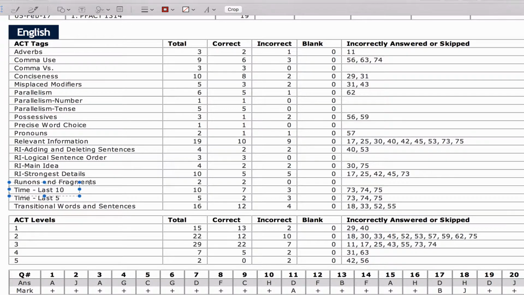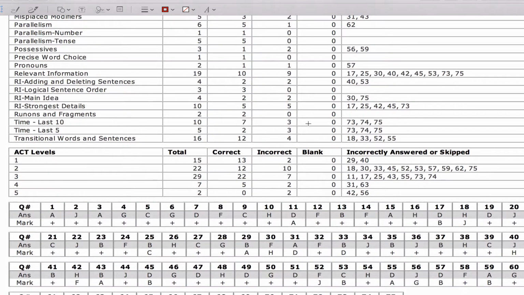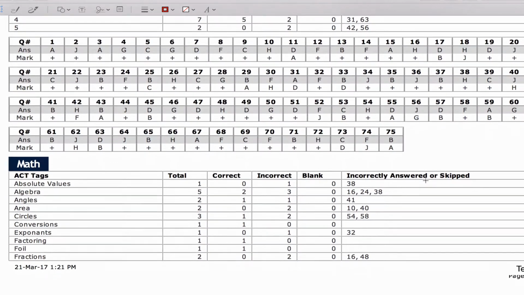So time last 10, your child went 7 for 10 on time last 10, that's pretty good. He didn't run out of time, so that's encouraging there. Okay? And then you could also see, he did pretty well on the easy ones. It looks like the level 2s were where he struggled most. 12 for 22, so that's something that I would definitely investigate. It's something clear that's worth investigating.